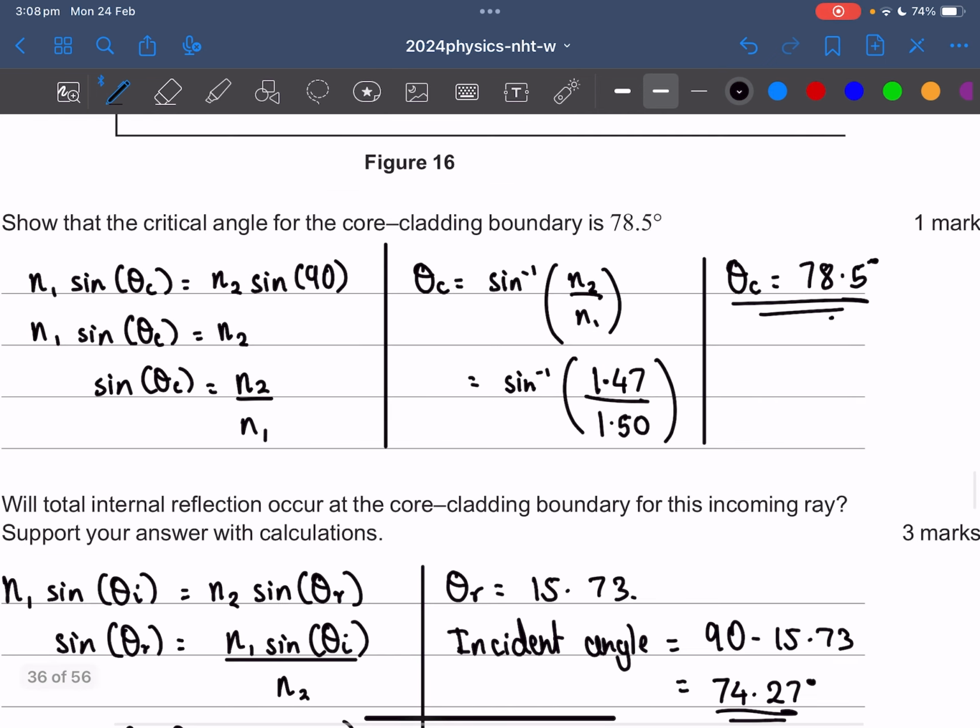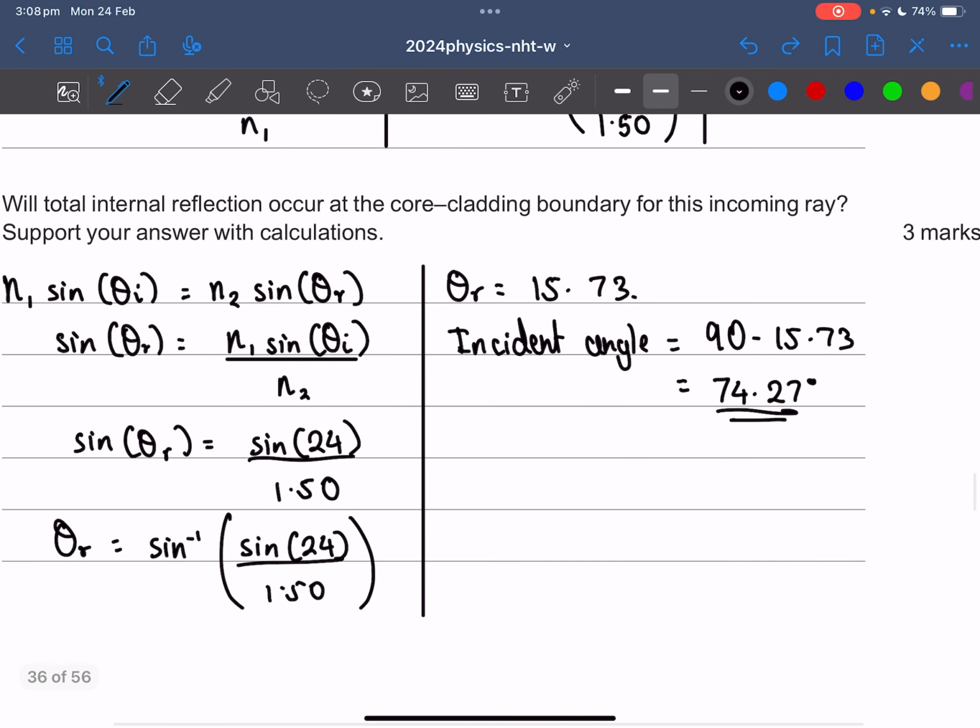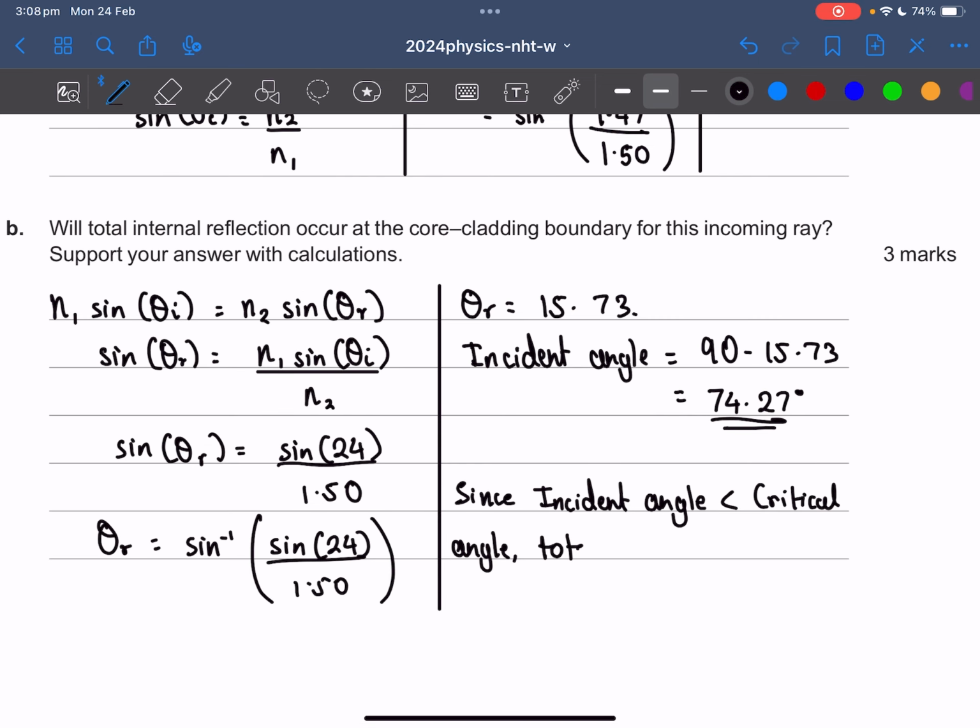Now, since our critical angle is 78.5 and our incident angle is 74, obviously total internal reflection is not going to occur. So we can just state that since the incident angle is less than the critical angle, total internal reflection will not occur.